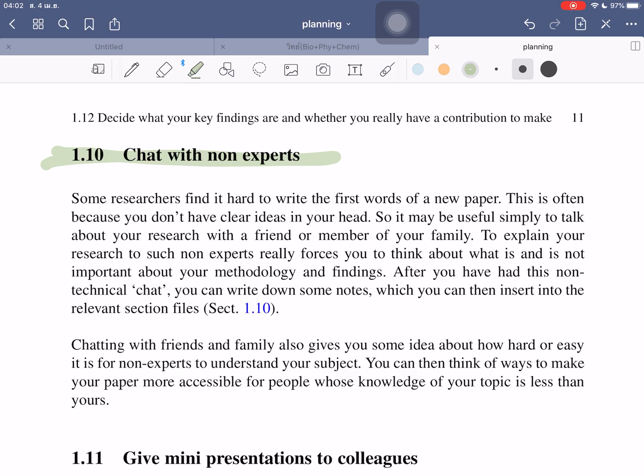When you have your draft, you had better chat with non-experts. Why? The non-expert could be who? Your friends, your family members. Why do you need to consult with them? Explaining your research to a non-expert will force you to think about what is not important. It means making a non-technical chat, to make sure that your first draft of the paper is clear enough to other people, with clear ideas in your hand. When you talk about your research with other people, is it clear or not? It gives you some idea about how hard or easy it is for a non-expert to understand your subject. This is the point.